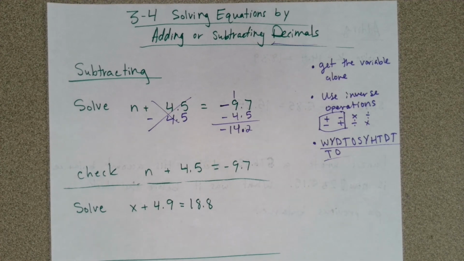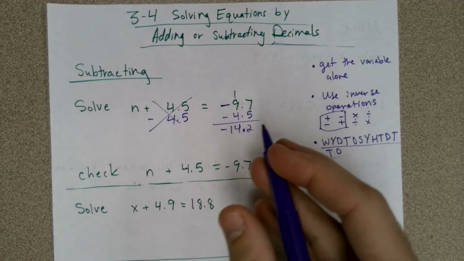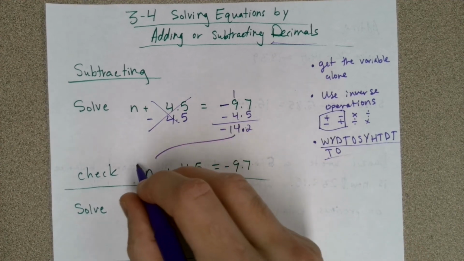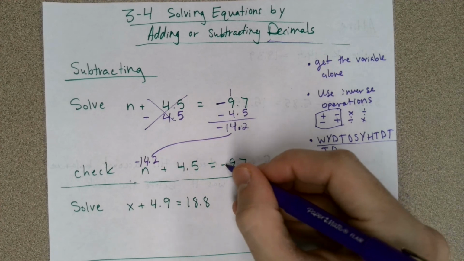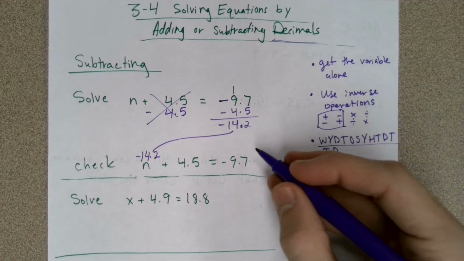So that's how we solve that one. Something you've seen before, just making sure we keep those decimals in the same place. Paying attention to those negatives. To check it, we can plug this number into here. We have negative 14.2 plus 4.5. Yeah, that would be just about right. Perfect.